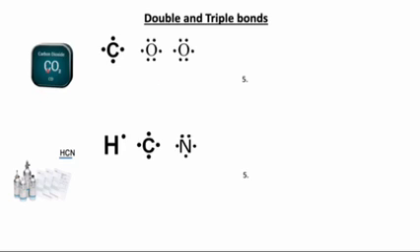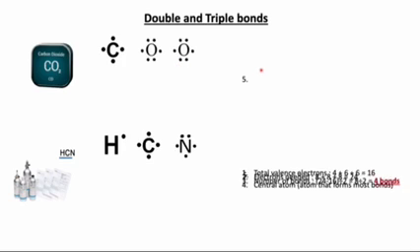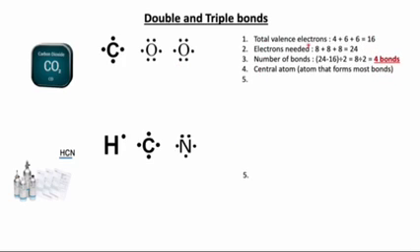Carbon dioxide consists of 1 carbon and 2 oxygen atoms. We start the process. The total valence electrons is 4 plus 6 plus 6, which is 16 electrons. Electrons needed to become octet is 8 plus 8 plus 8, 24. The number of bonds would be 24 minus 16, divided by 2, which is 4 bonds.